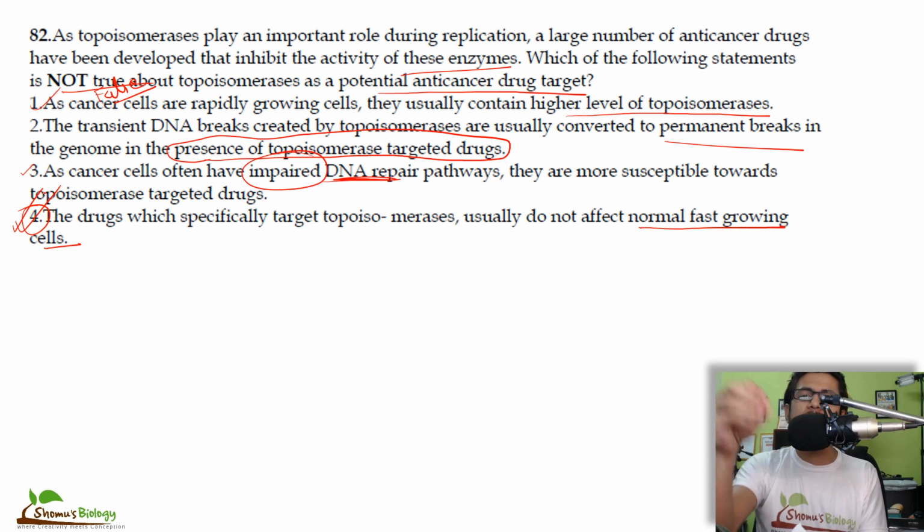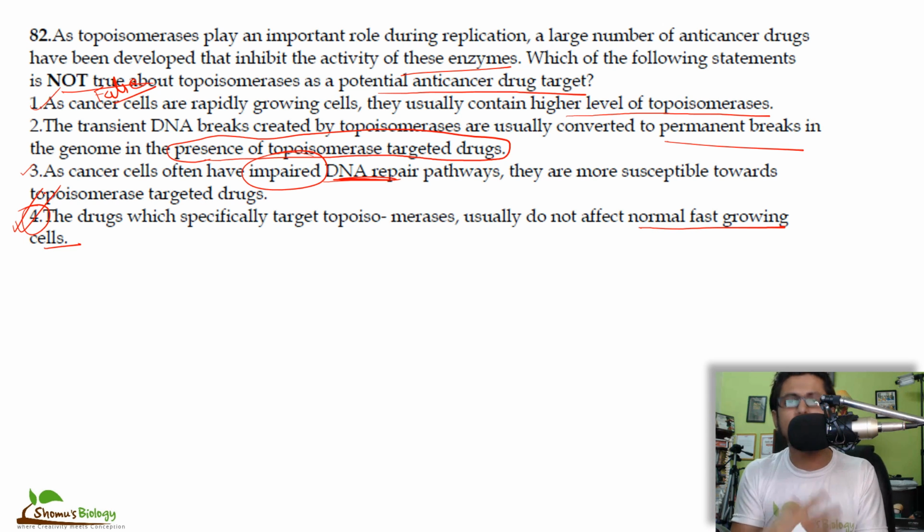because the topoisomerase must be present in all the cells, in all our normal cells as well along with the cancerous cell. So if administering that drug is going to prevent the function of topoisomerase in all the cells, then normal cell division in our body will also stop. Then it will be a big problem.